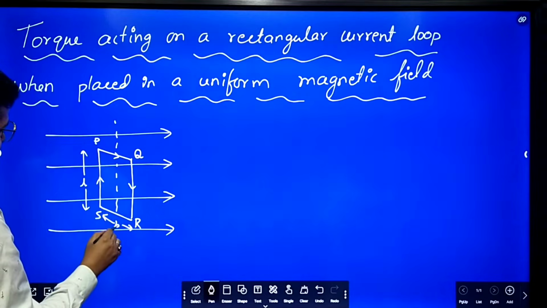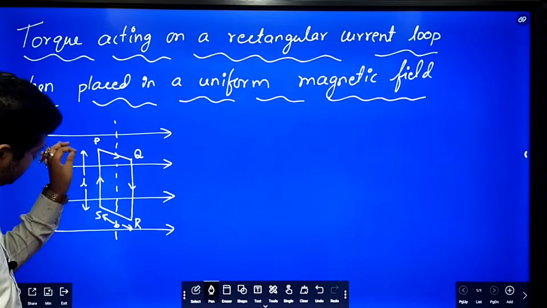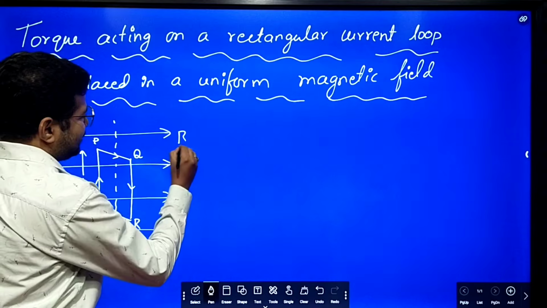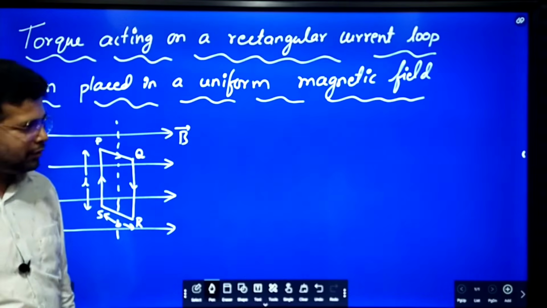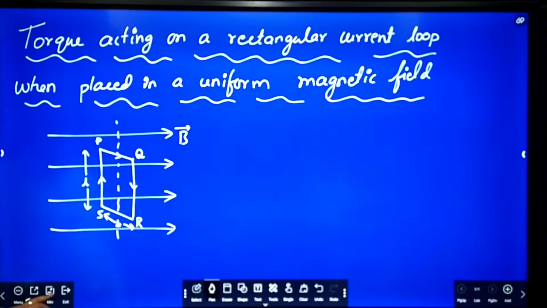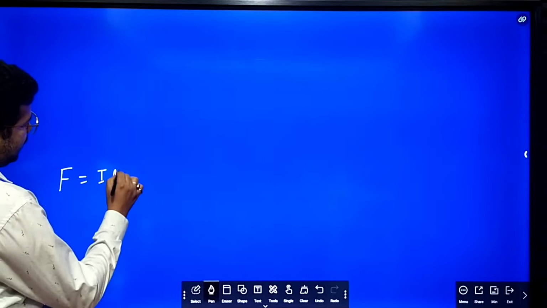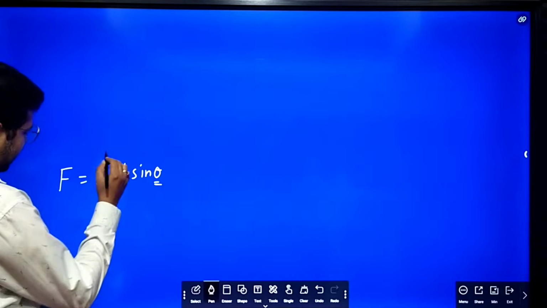Now, since a current carrying conductor is placed in a uniform magnetic field, the current carrying conductor experiences some force. What is that force? That force is given by the formula F is equal to ILB sin theta. So what is theta? Theta is the angle between L and B.